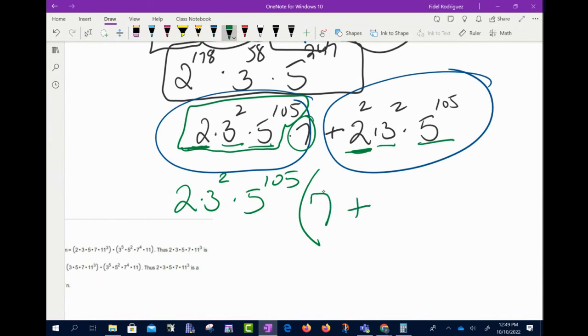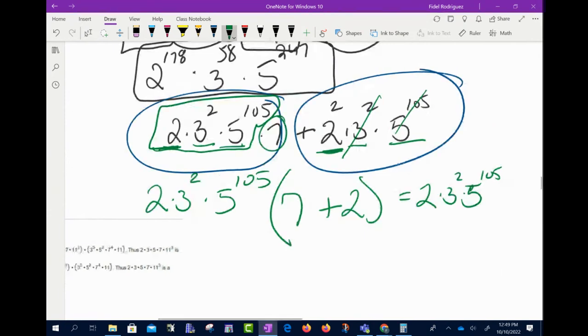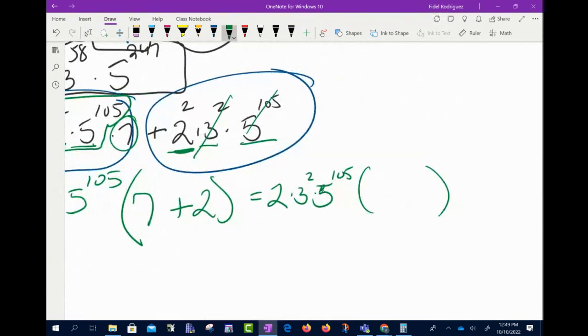Okay. Now, we took all the 5s, we took all the 3s, but we were left with what? A 2. Okay. So look, y'all, I'm going to keep going here. I'm just going really slow. Anybody know what's 7 plus 2? 9. Okay. Is there another way for me to write 9? 3 times 3, right? Or the same thing as what? 3 squared?